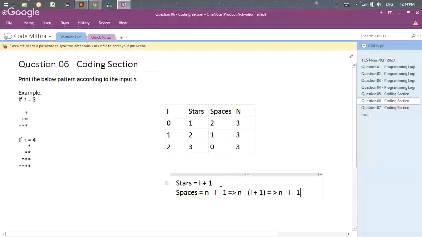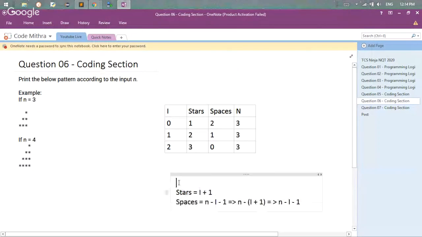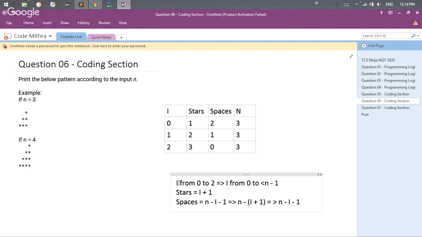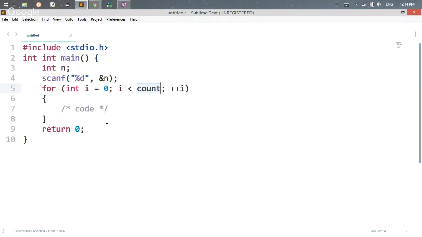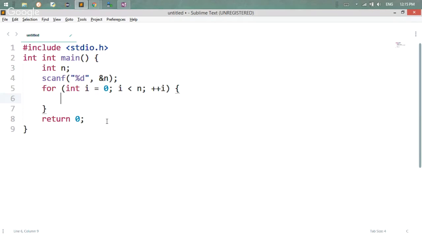So once this is done, how many rows do I need? If you see here, I runs from 0 to 2. That means I starts from 0, and then I runs to n minus 1, right? Or otherwise, I can also say I is lesser than n. Okay, so I'm going to write a for loop in which I runs from 0 to n.